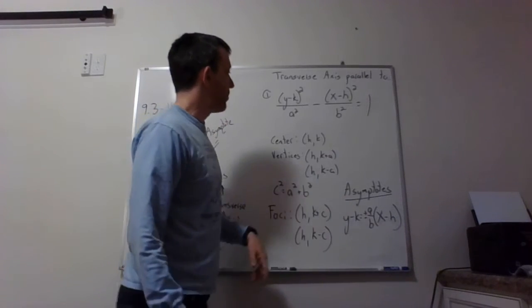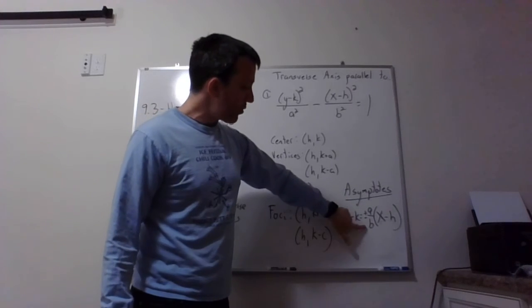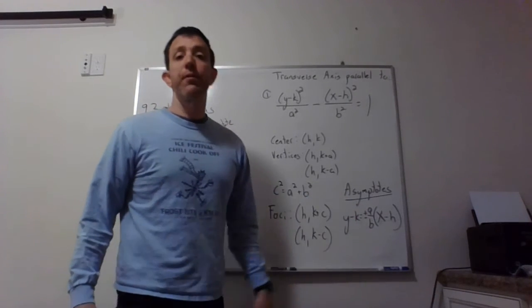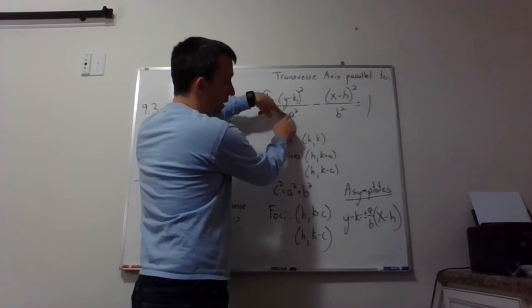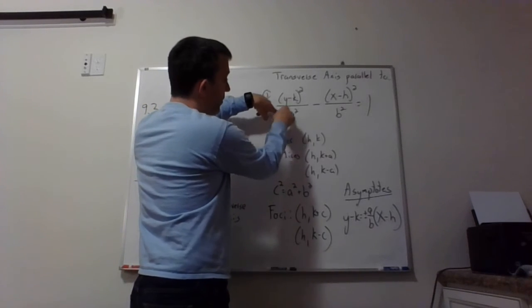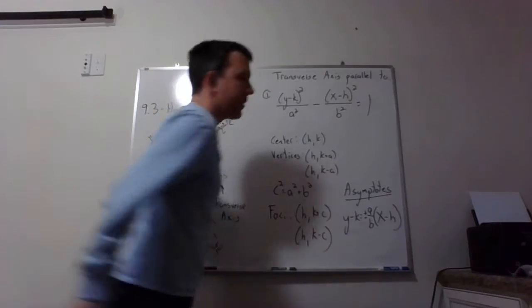And then the asymptotes. The only thing you'll notice that's changed here is that the a and b have switched places in that slope. It was b over a, now it's a over b. That's just reflecting the fact that it's always rise over run, and so here a is the rise value because it's under the y, and b is the run value.